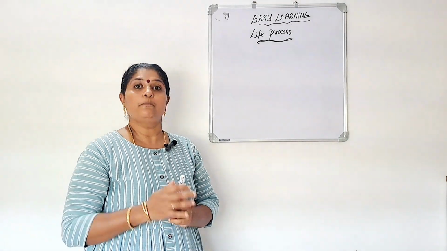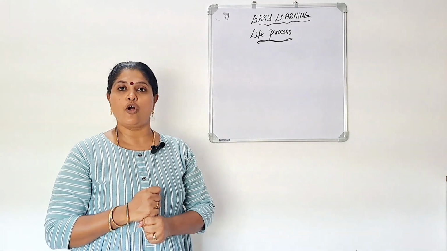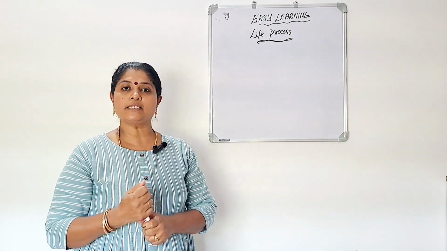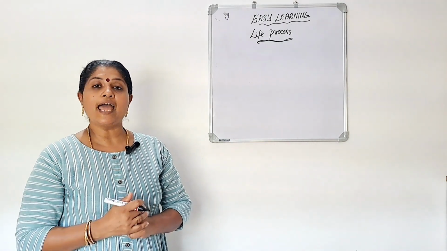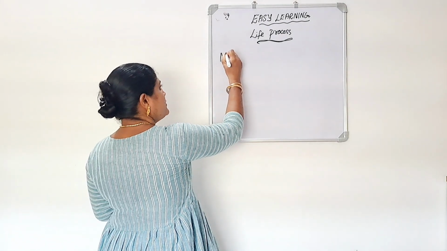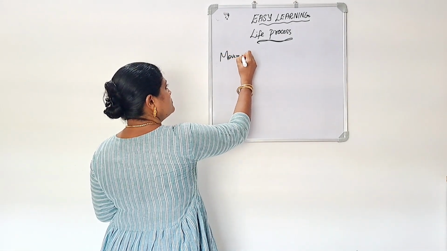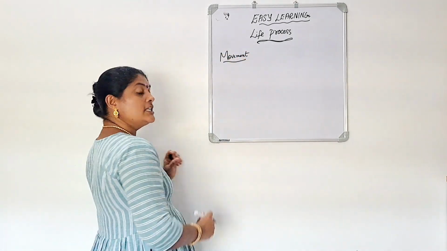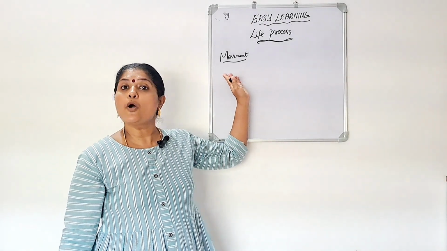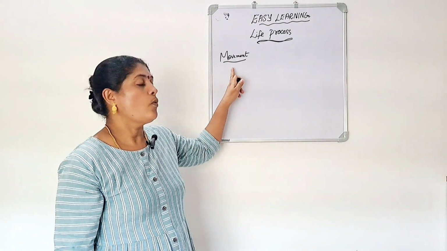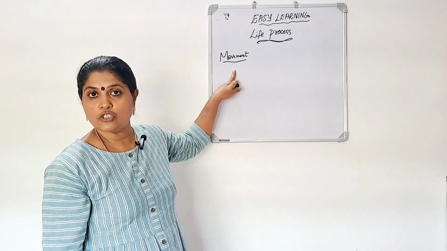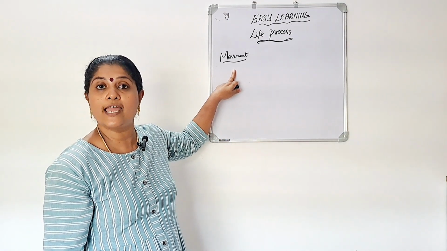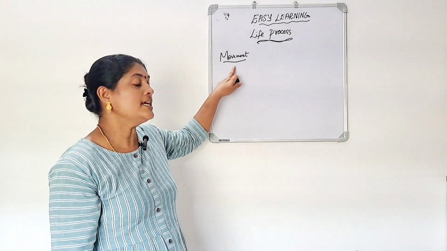So before going to the definitions and all the different processes, let us see what is the main criteria to know that a particular organism is alive or not. How can you know that an organism is alive? So the main criteria for knowing that a particular organism is alive is movement. This is a very important 1-mark question. The main criteria used to know that the organism is alive or not is movement.